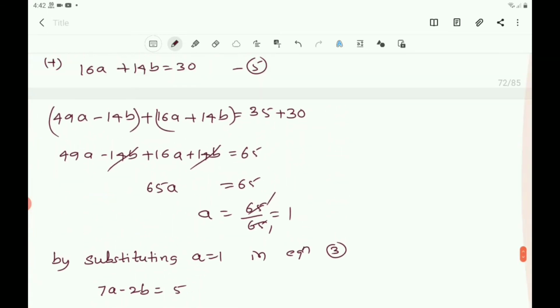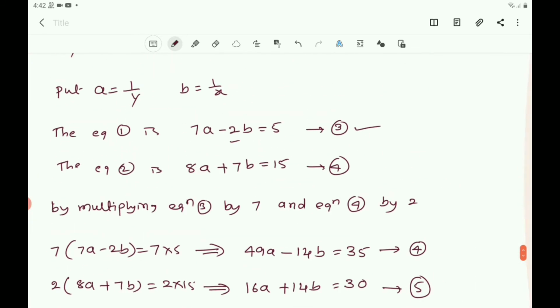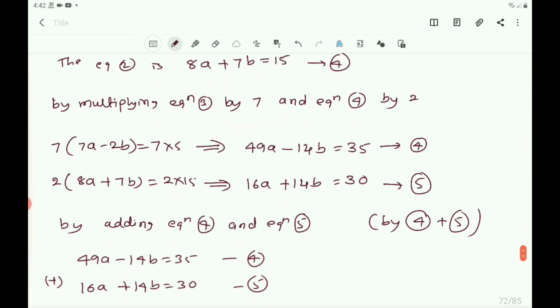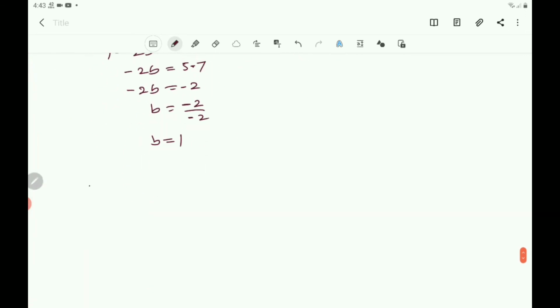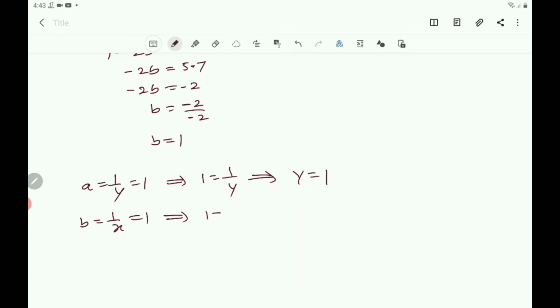Then here a you have taken as 1 by y, and b is 1 by x. So a equals 1 by y equals 1, that implies y equals 1. Then b equals 1 by x, which also equals 1, that implies x equals 1 by cross multiplication. You got the values here. Therefore x equals 1 and y also equals 1.